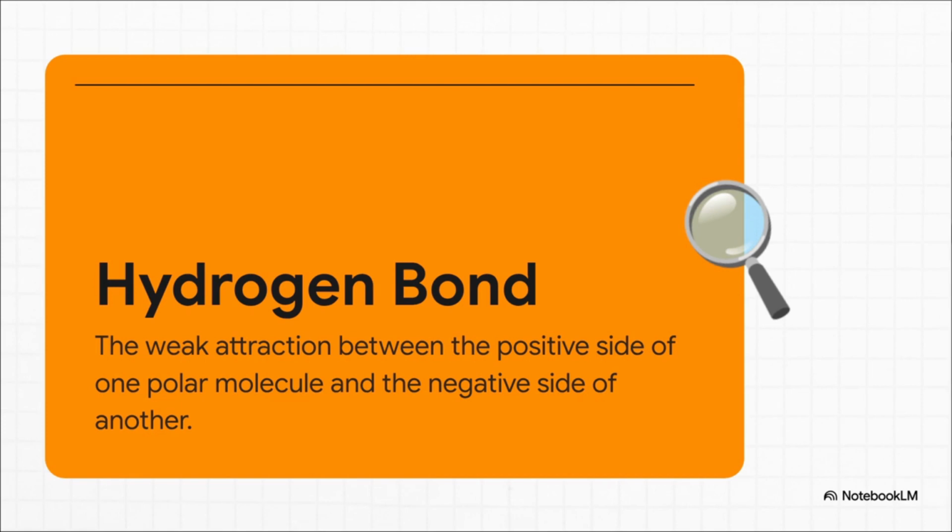Opposites attract. The slightly positive hydrogen end of one water molecule gets drawn to the slightly negative oxygen end of a neighboring water molecule. This attraction is the glue that holds liquid water together. Now, it's way weaker than the bond holding the molecule itself together, but its real power comes from the fact that there are just so many of them.